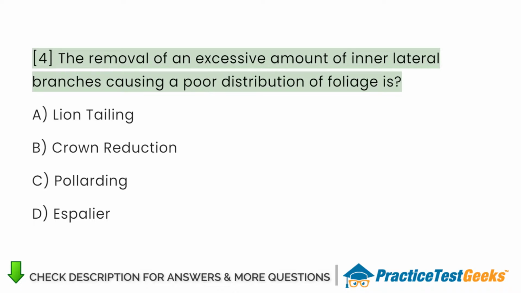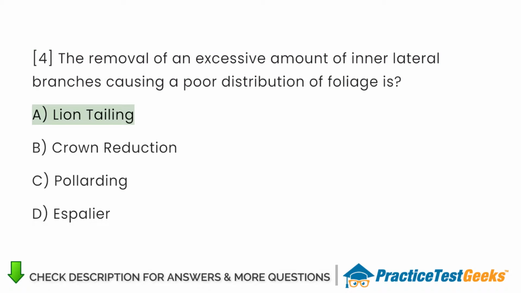The removal of an excessive amount of interlateral branches causing a poor distribution of foliage is A. Lion tailing. B. Crown reduction. C. Pollarding. D. Espalier.